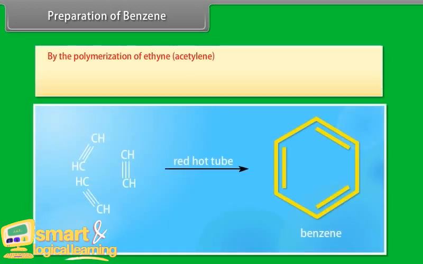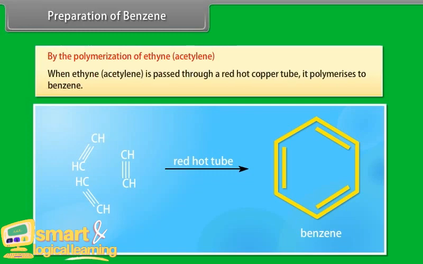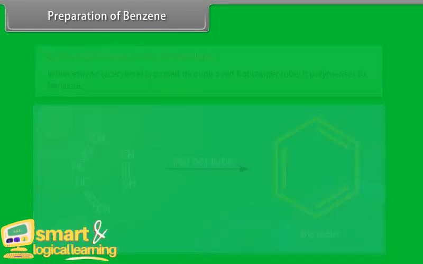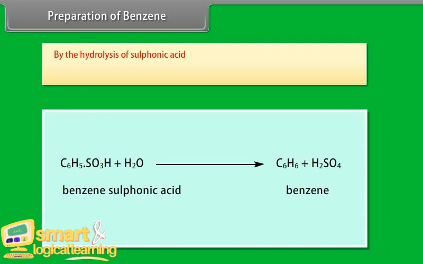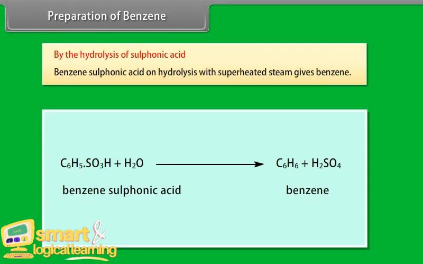By polymerization of ethine, acetylene: when ethine or acetylene is passed through a red-hot copper tube, it polymerizes to benzene. By the hydrolysis of sulfonic acid: benzene sulfonic acid on hydrolysis with superheated steam gives benzene.